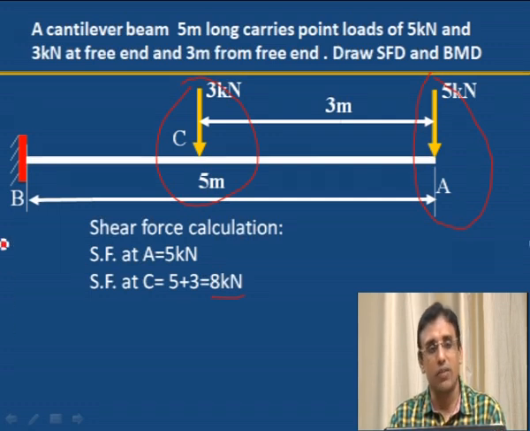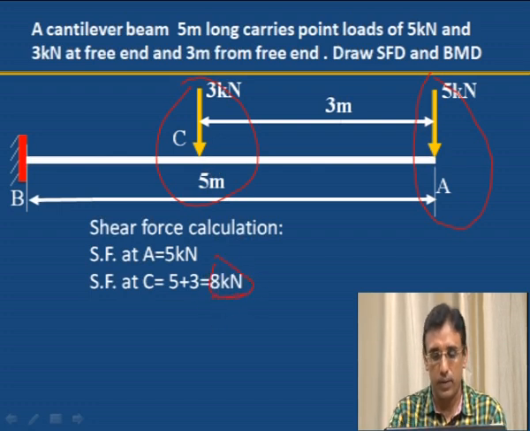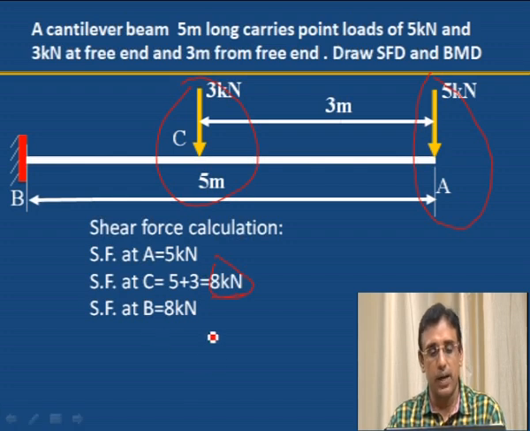Next, what is the value of shear force at B? Here 5 kilonewton is at A, 3 kilonewton at C. Between C to B no load is added. Therefore, whatever the value of shear force here, 8 kilonewton, the same will be at B also. Shear force at B is 8 kilonewton itself, because no further load is added. Therefore, shear force at B is equal to 8 kilonewton.